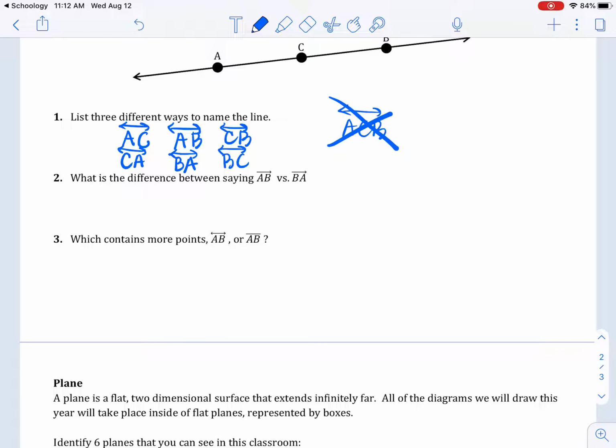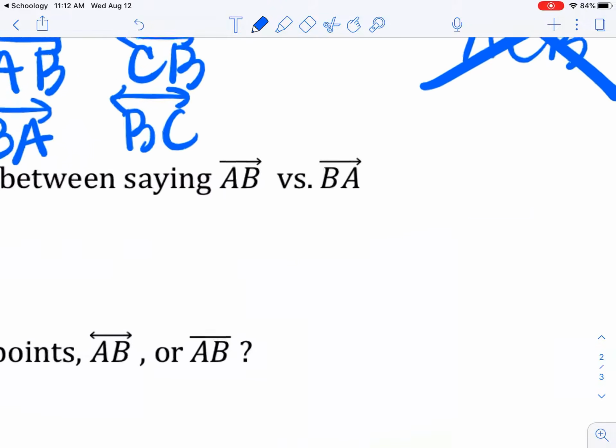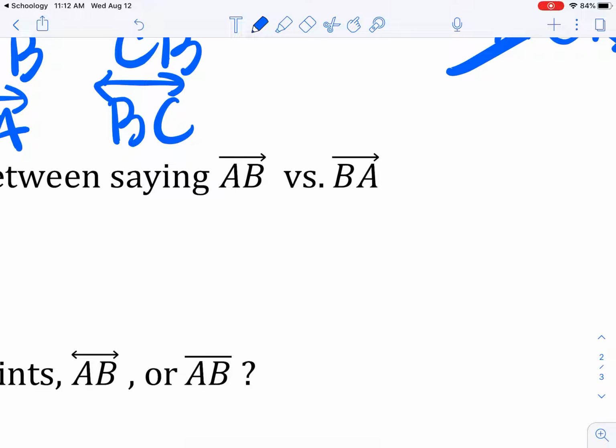All right, next one. What's the difference between saying AB versus BA? Now, it's hard to do this over a screencast because usually in class I would say, just read the question yourself and then write down the difference between the two, because this is not AB. It's ray AB, all right? But I want you to see that on your own. So this is ray AB. This is ray BA. The difference between the two, you can write it in words or you can draw it. Go ahead and pause the video, try that yourself.